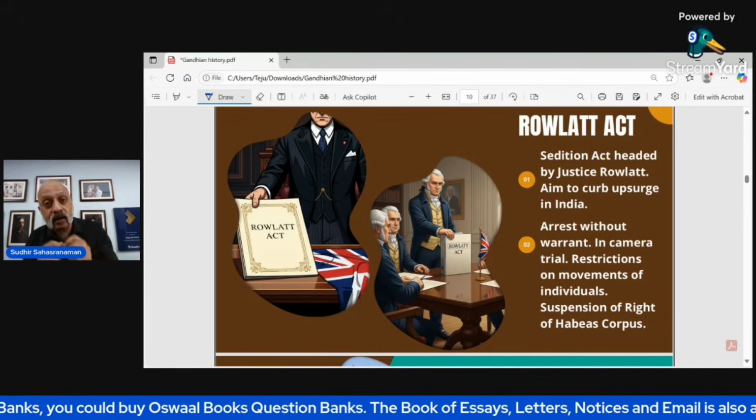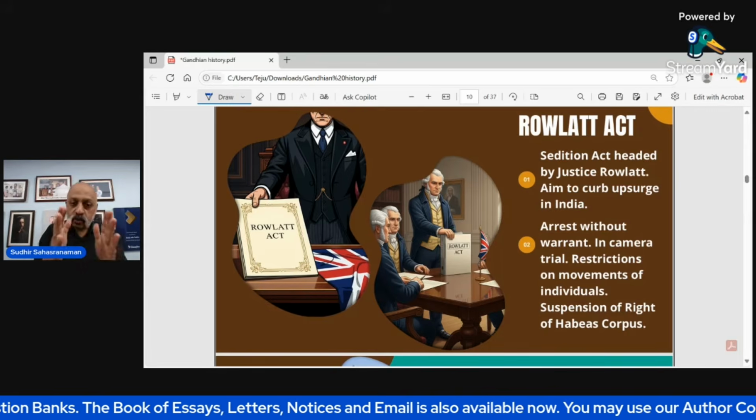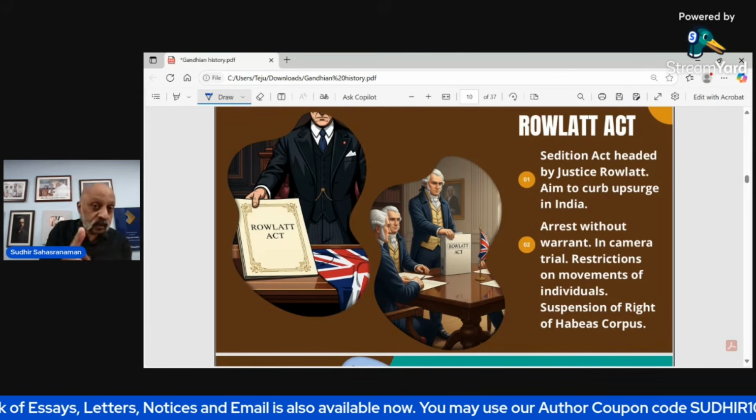This is an MCQ kind of a question that you may be asked. Okay, so this is very important, the Rowlatt Act.